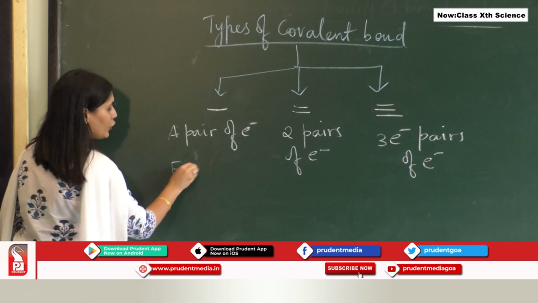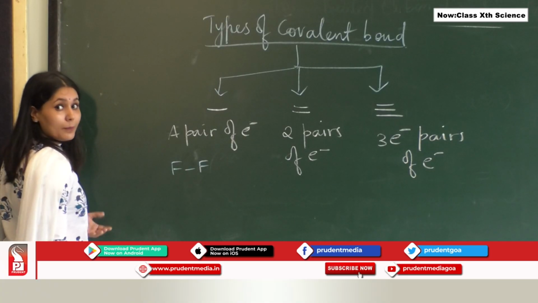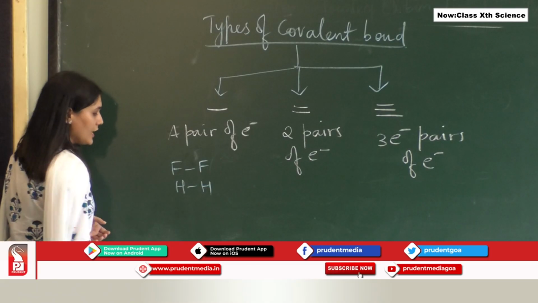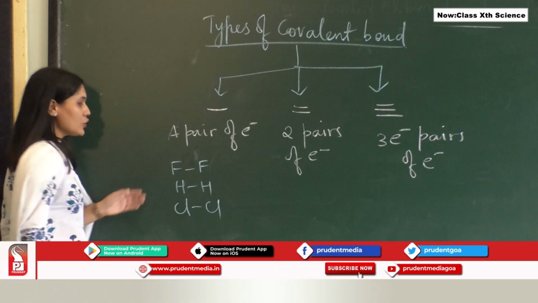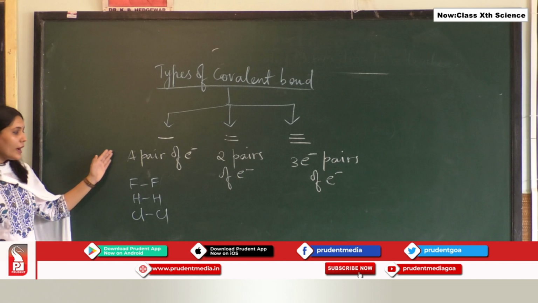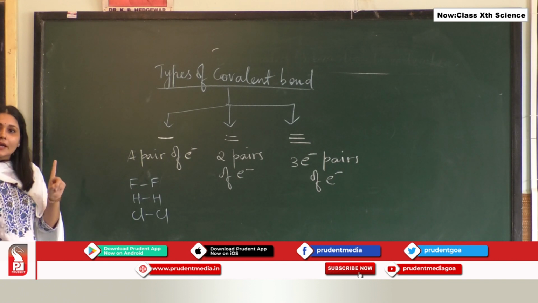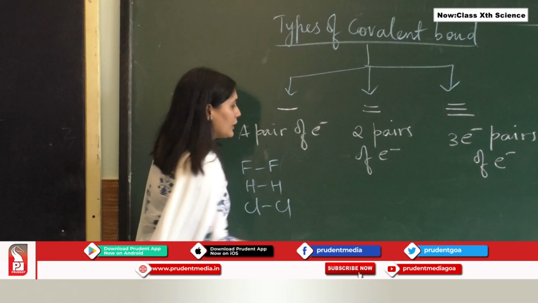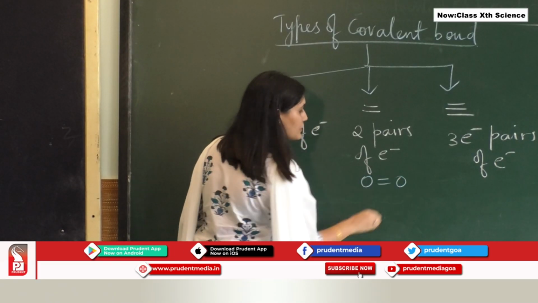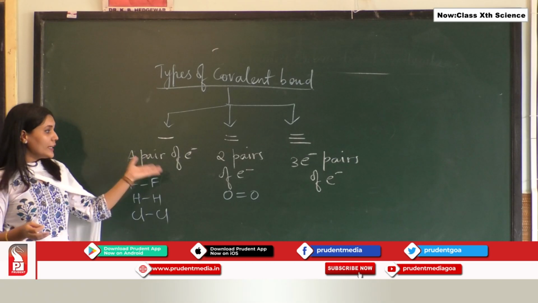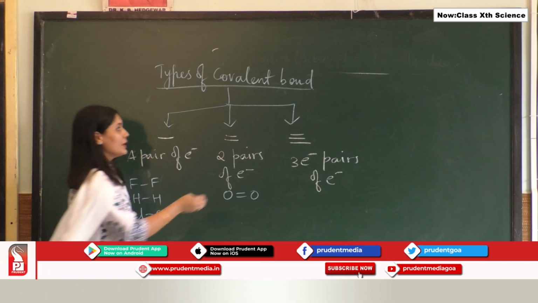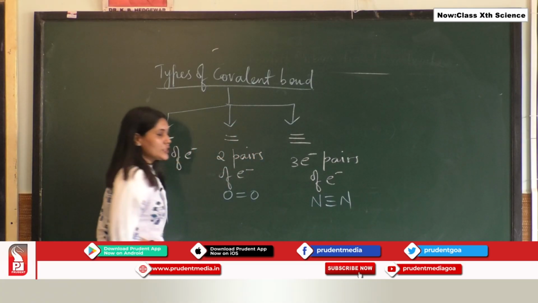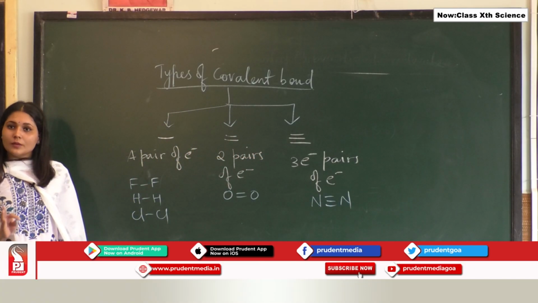For example, fluorine has a single bond between 2 atoms of fluorine, then we have hydrogen, then we have chlorine. All these molecules are formed by sharing of one pair of electrons. Then we have learnt examples of double bonds. Oxygen molecules are formed by sharing 2 pairs of electrons between them, and the triple bond, like nitrogen, is formed by sharing 3 pairs of electrons between them.